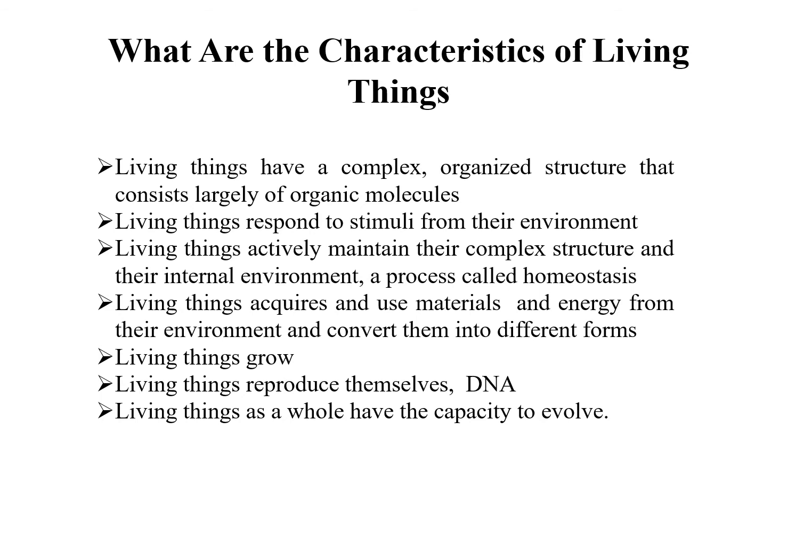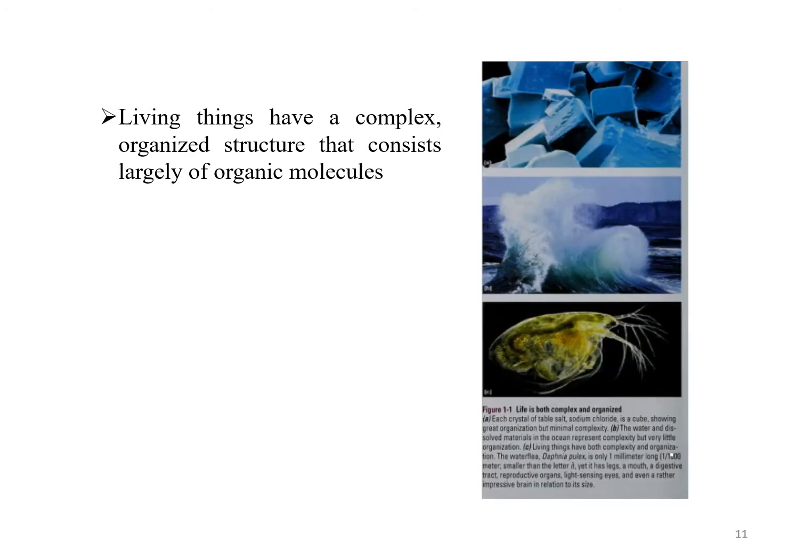So let's explore these features in more detail. Compared with non-living things, living things are highly complex and organized. For example, a crystal of table salt consists of two elements, sodium and chlorine, arranged in a precise cubical arrangement. A salt crystal is organized but simple. Take another example of the ocean. The water and dissolved materials in the ocean represent its complexity, but very little organization.